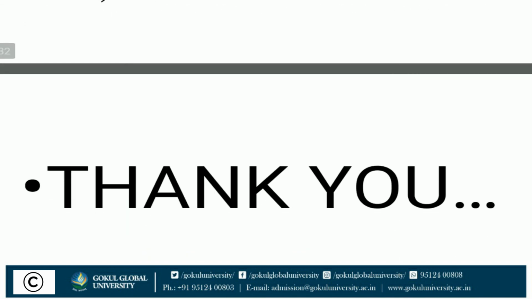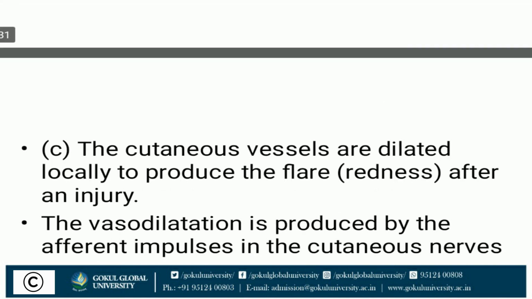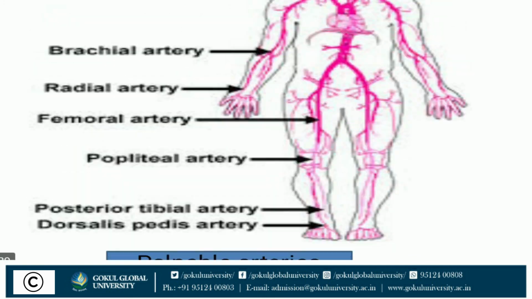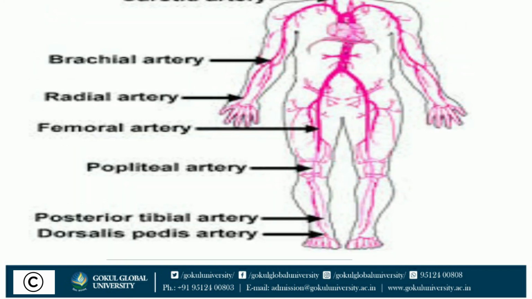But you have to remember these palpable arteries because they are important. They can be asked in viva as well as in general practice. At the end of the lecture, once again I am going to revise: carotid artery, brachial artery, radial artery. Brachial is used for blood pressure measurement, radial for pulse measurement.